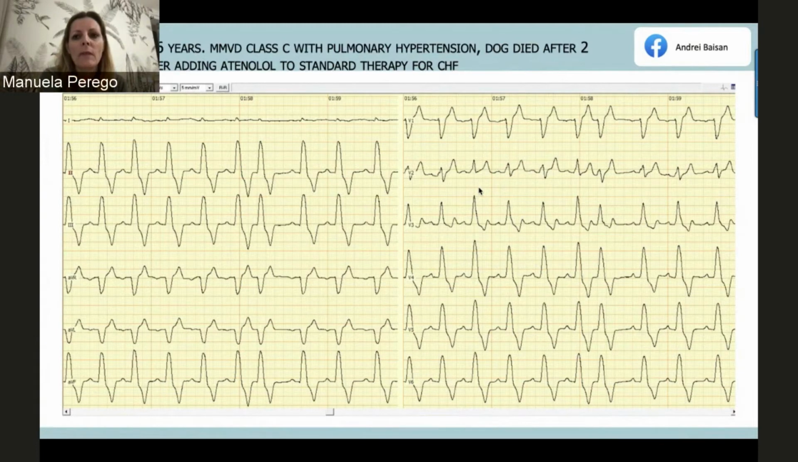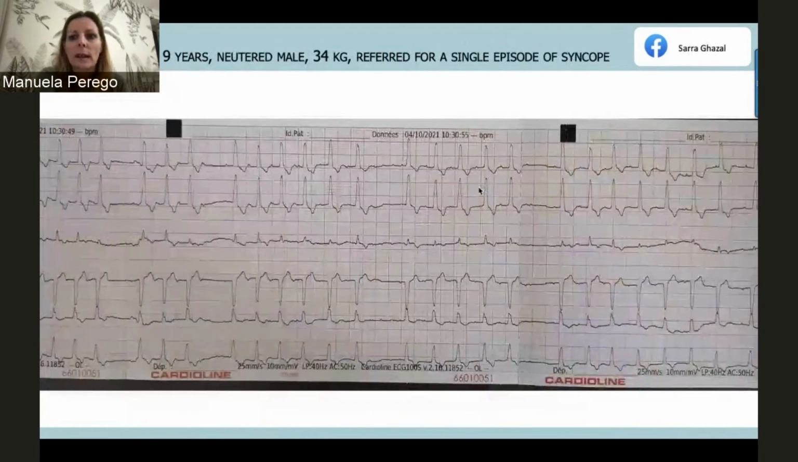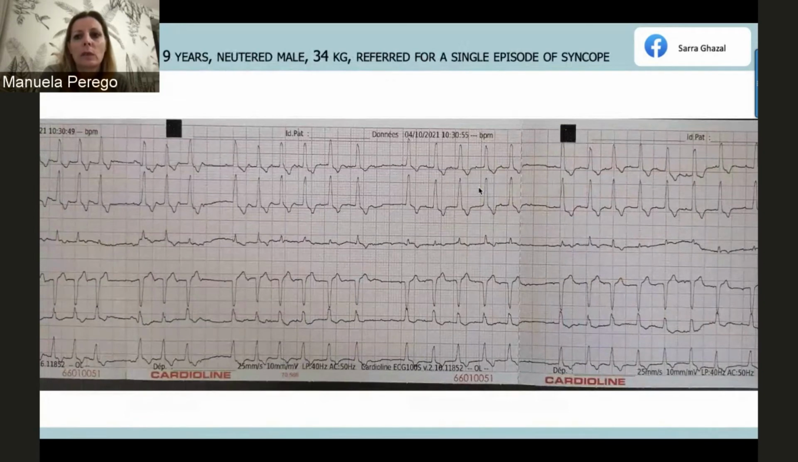Okay, thank you. We have another question regarding the first ECG, from Sarah, and she said that troponin I was within normal values for this cat, and standard echocardiography was within normal values. So, what can be the explanation of this type of ECG, seeing the troponin I values and echocardiographic values?